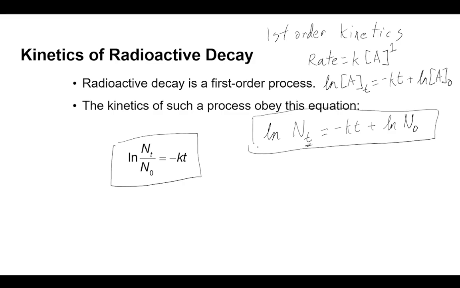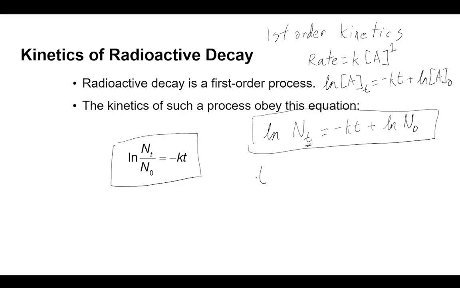And so when we're thinking about radioactive decay and how many atoms of uranium-235 there are going to be after a couple hours, if we start with a certain amount of uranium-235, we use these types of equations.